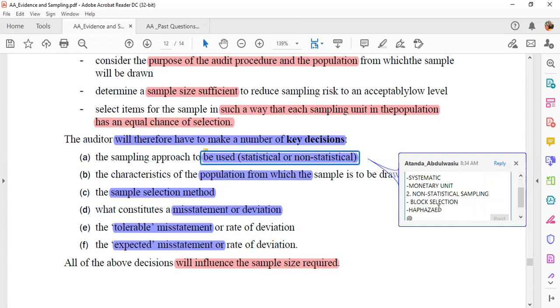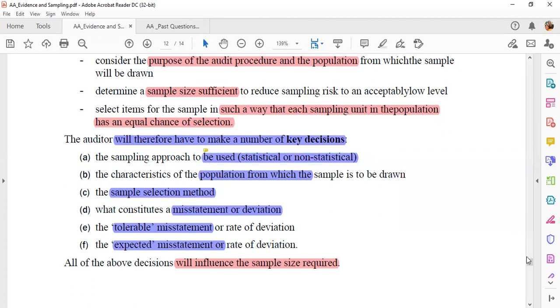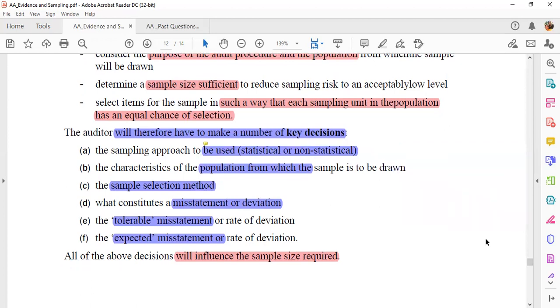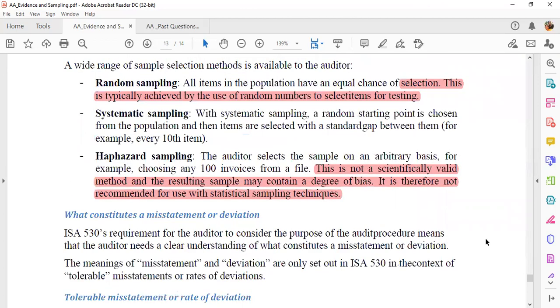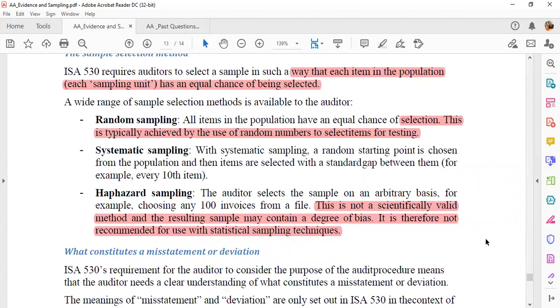You understand? So this haphazard is just an arbitrary selection of items. Random and systematic sampling are examples of statistical sampling, while haphazard is an example of non-statistical sampling. Hold on, let me share something with you now so that you see.